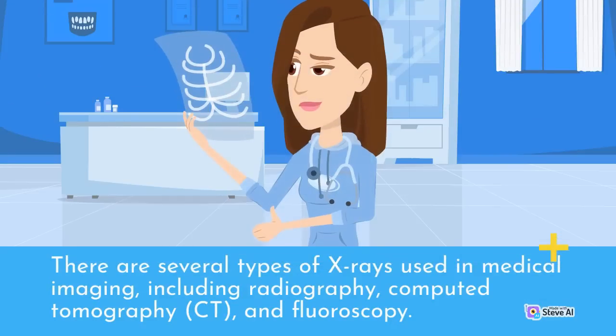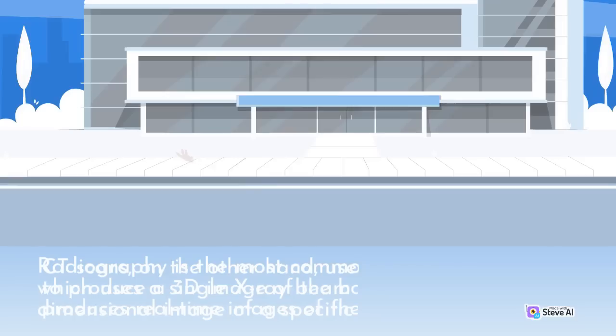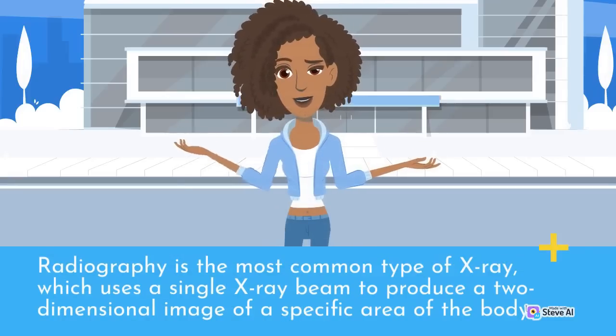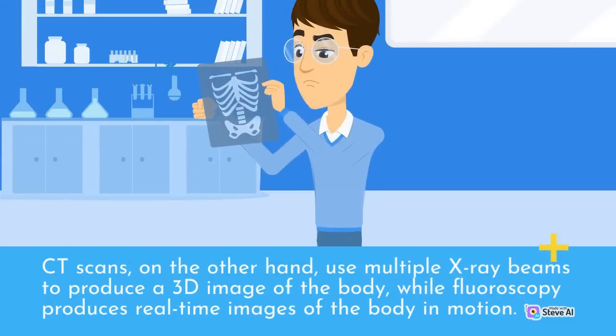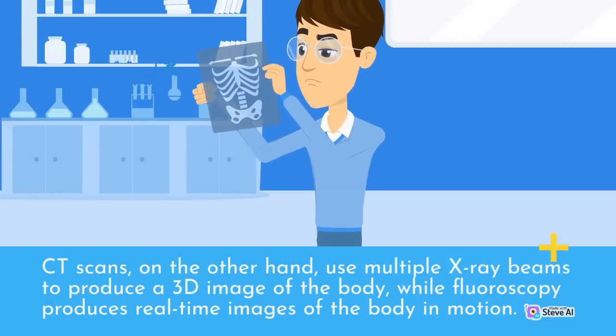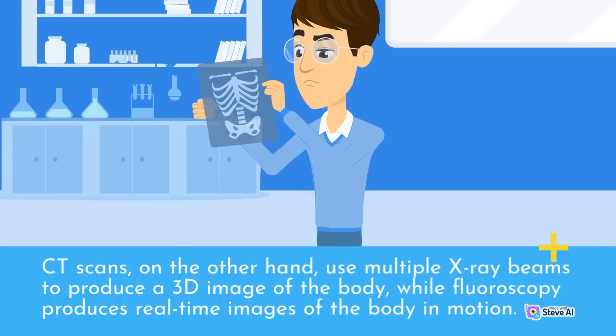There are several types of X-rays used in medical imaging, including radiography, computed tomography (CT), and fluoroscopy. Radiography is the most common type of X-ray, which uses a single X-ray beam to produce a two-dimensional image of a specific area of the body. CT scans, on the other hand, use multiple X-ray beams to produce a 3D image of the body, while fluoroscopy produces real-time images of the body in motion.